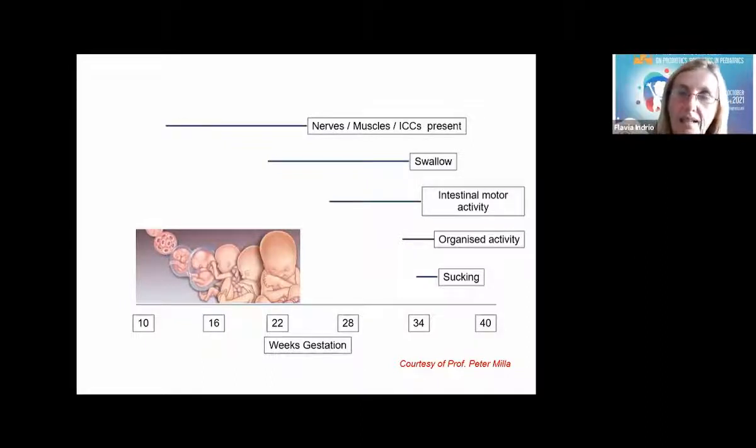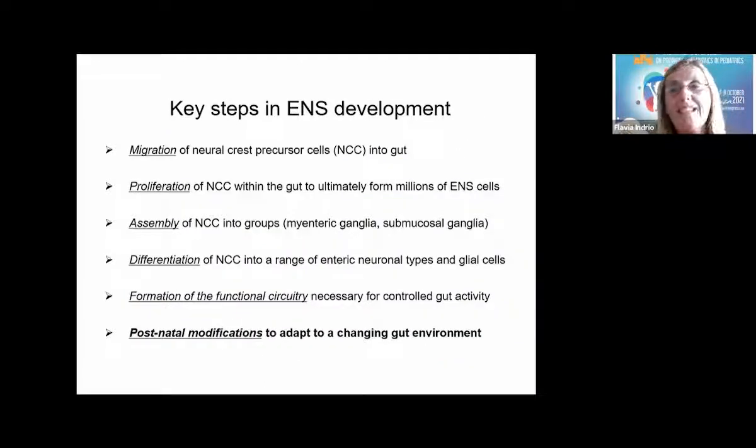This is again another scheme that just reminds the previous one. Again, all the studies are from Peter Miller. But Peter Miller not only started this study on motility, he also created a very strong school in London, where they continue working on the development of this enteric nervous system.